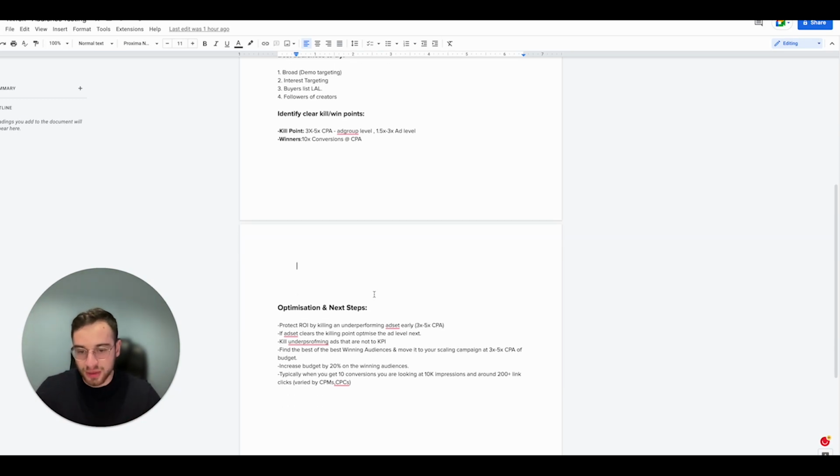And lastly, when you get 10 conversions, just to give a guideline of where things in the ad account should look like, you should be looking at least 10,000 impressions and around 200 plus link clicks. Of course, they will vary by your CPMs level and your CPCs. So again, take it with a grain of salt. It's just to give you a rough guideline of how things might look, and that you should have enough data to make some decisions after that.